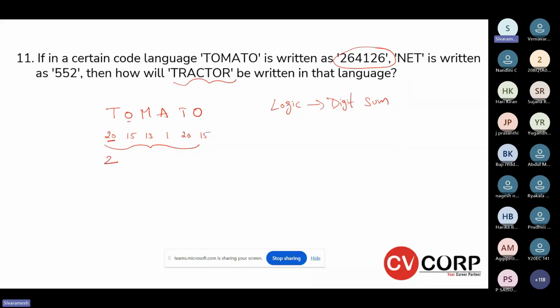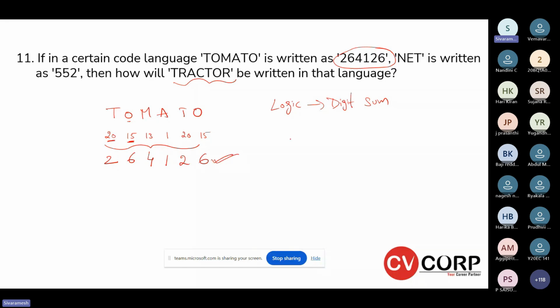Here O means 15, 15 means 1 plus 5 is 6, and 1 plus 3 means 4. Here 1, if it is a single digit, you can keep it the same. Here T means again 2. Here O means 1 plus 5, it will be 6. Hope you got to know how the logic came.